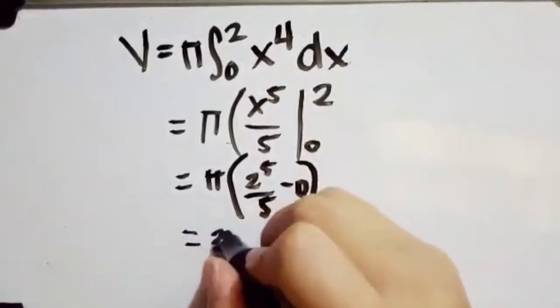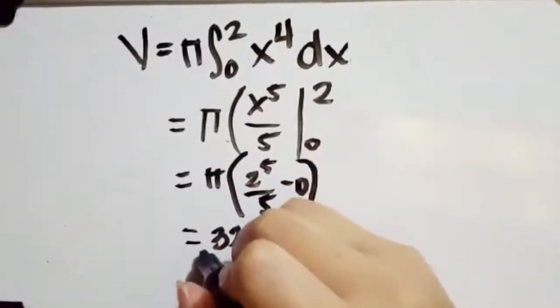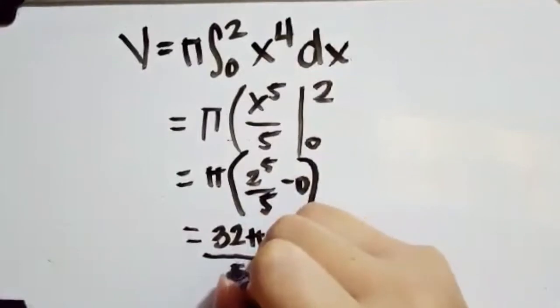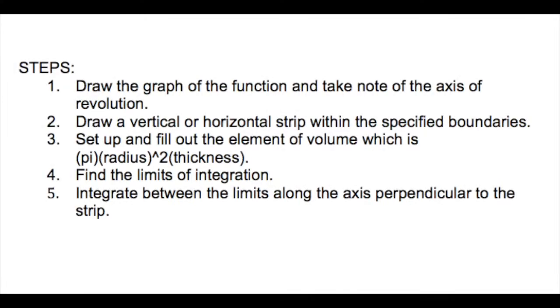Then, when we substitute, it becomes 32 over 5. And so we end up with 32 pi over 5. So basically, the steps for finding volumes of revolution using the disk method are: 1. Draw the graph of the function and take note of the axis of revolution. 2. Draw a vertical or horizontal strip within the specified boundaries.